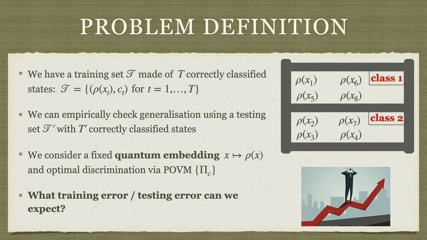To fix the notation, we call quantum embedding the mapping from X to rho of X, although in general we simply have parametric states, and we can perform classification using a POVM as described above. So the big question is, what can we expect? What kind of training error or testing error can we get?